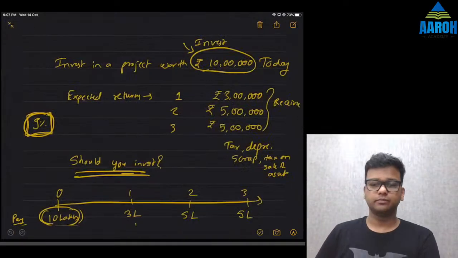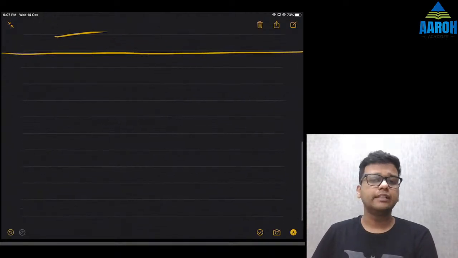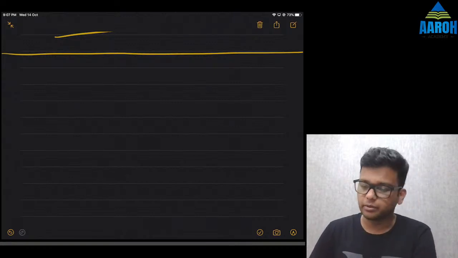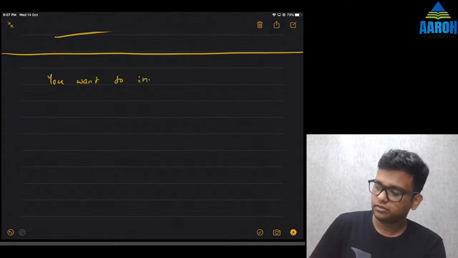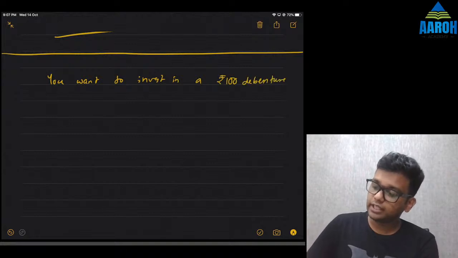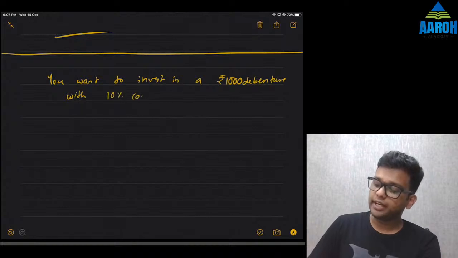Bond valuation is what? Bond is a debenture. Clear? Good. Bond means, let's say debenture. You have invested in debenture of a company, or you want to invest in debenture of company. Okay, you want to invest in a 100 rupee debenture, or let's say 1000 rupee debenture with, let's say, 10% coupon rate. Coupon means interest on that debenture.